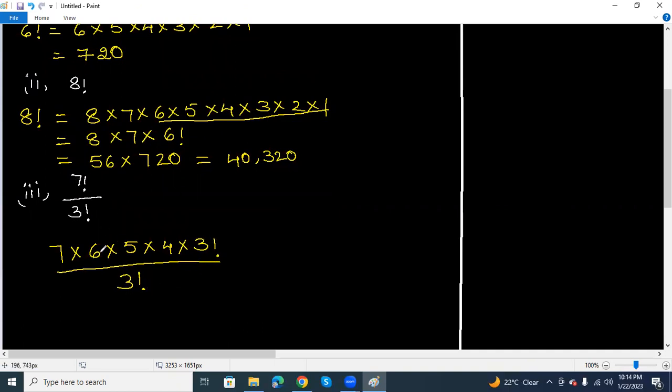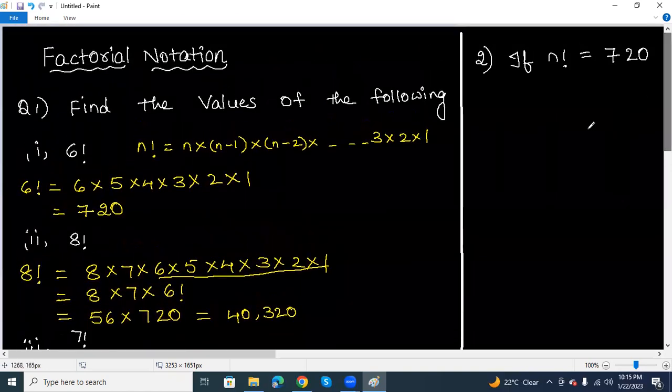7 factorial we can also write in the form of 3 factorial. So the 3 factorial in the denominator and the 3 factorial in the numerator get cancelled. So the rest of the numerical values we can find. 7 sixes are 42, 42 fives are 210, 210 fours are 840. Okay. So in this way we can find any numerical factorials. Next type of question.